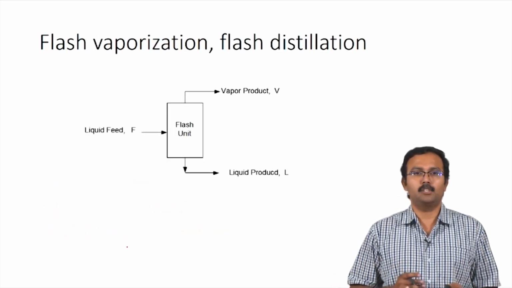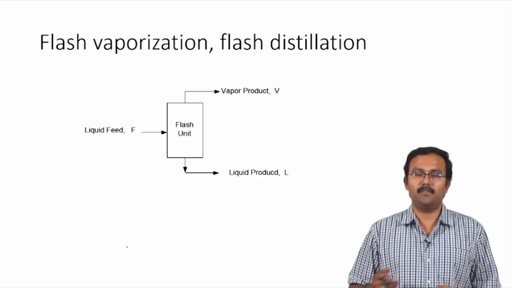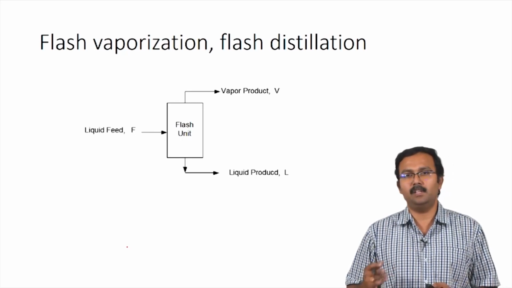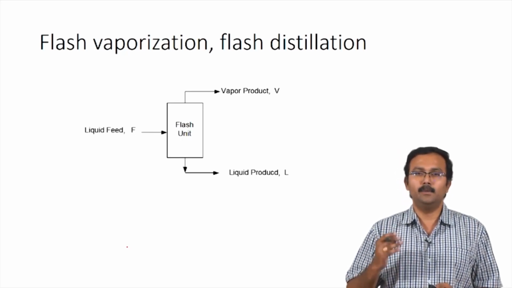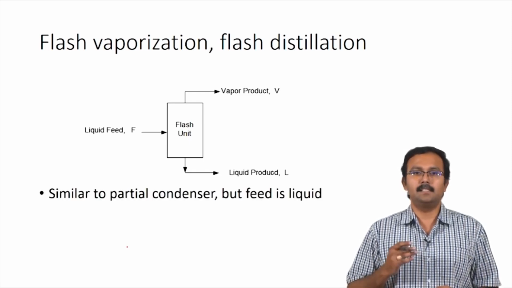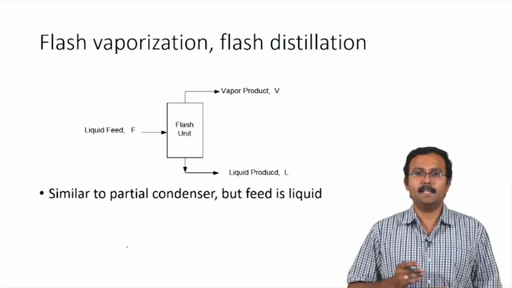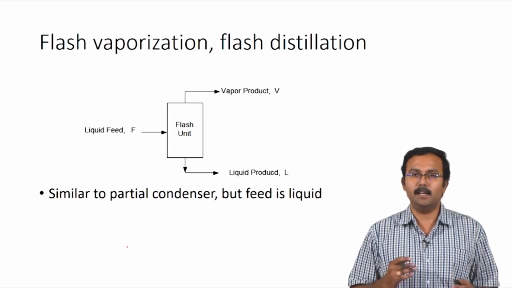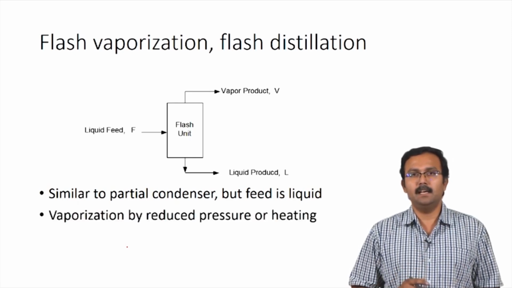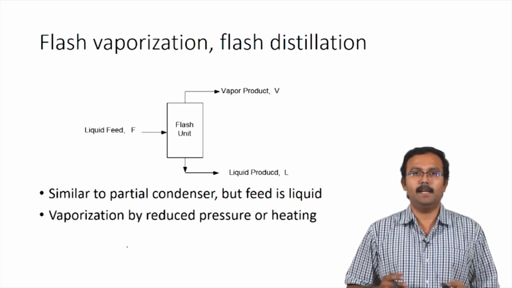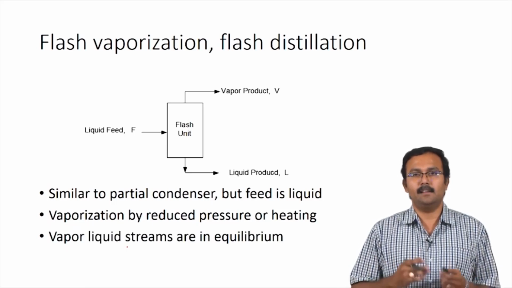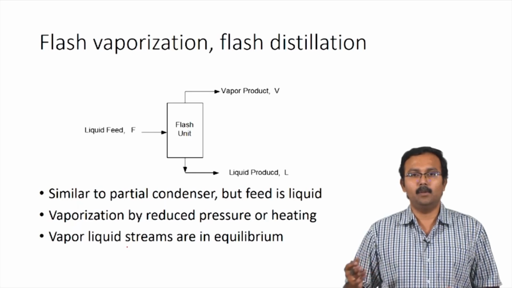You also have a process called flash vaporization or flash distillation. Here, a liquid feed is fed to the flash unit, and you have a vapor product and a liquid product leaving the system. This is similar to the partial condenser, except that the feed here is a liquid instead of the vapor, which would be the case in a partial condenser. Vaporization here is done by reducing the pressure or by heating. The vapor and liquid streams are in equilibrium and they exit the system at equilibrium conditions.